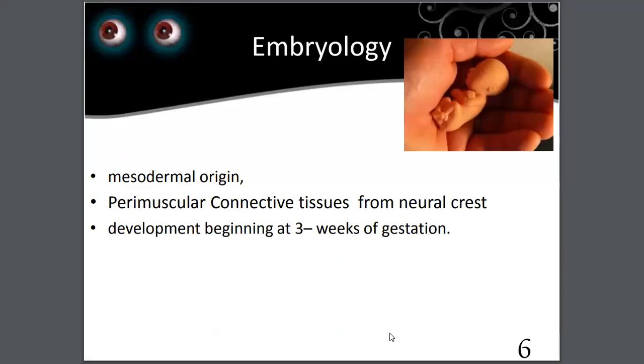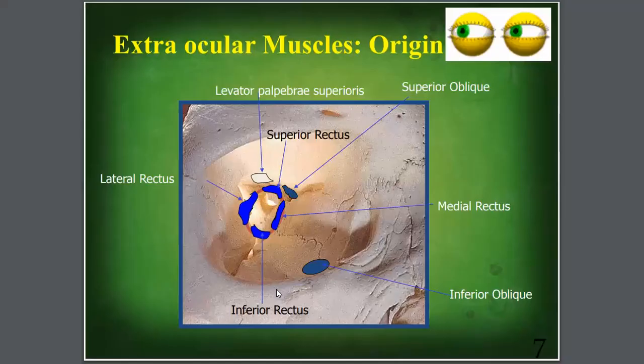Now, we are also doing embryology. The extraocular muscles are mesodermal in origin. Perimuscular connective tissue comes from the neural crest. Development of these muscles begins at the 3rd week of gestation. All these muscles take their origin from the common tendinous ring of Zinn.